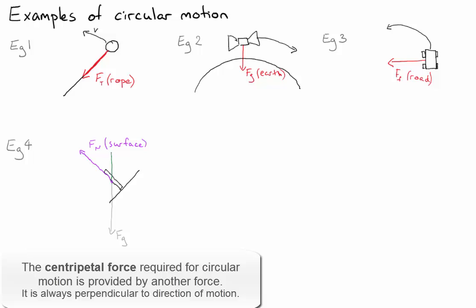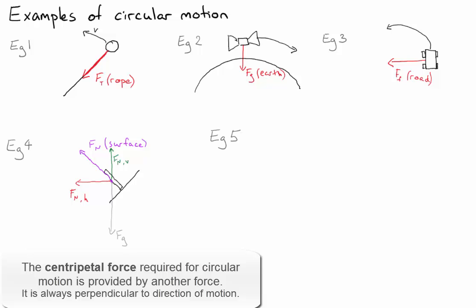So let's break it into components. We can break it into a vertical component. That's the vertical component of that normal force. And finally, we get to the horizontal component of the normal force, the one in red, and this is providing the centripetal force which allows the coin to travel in a horizontal circle.